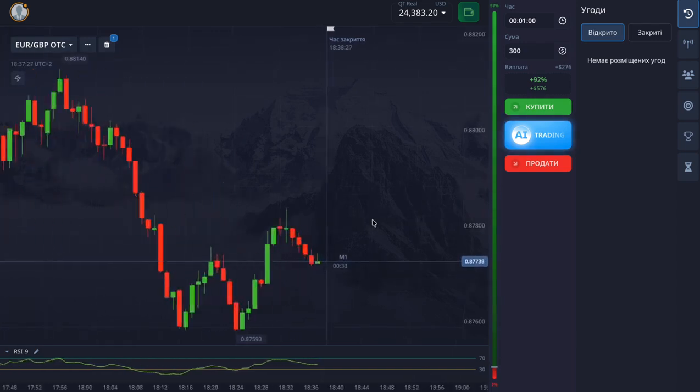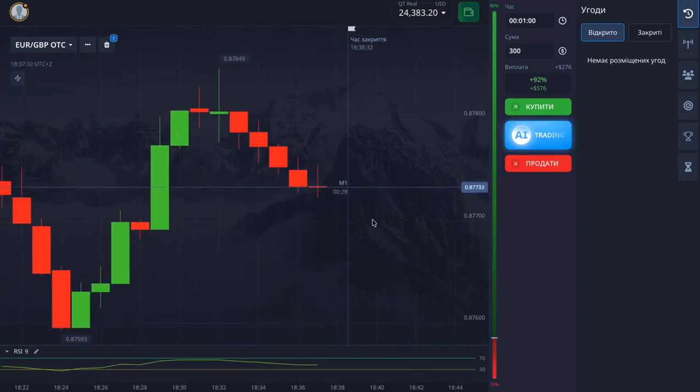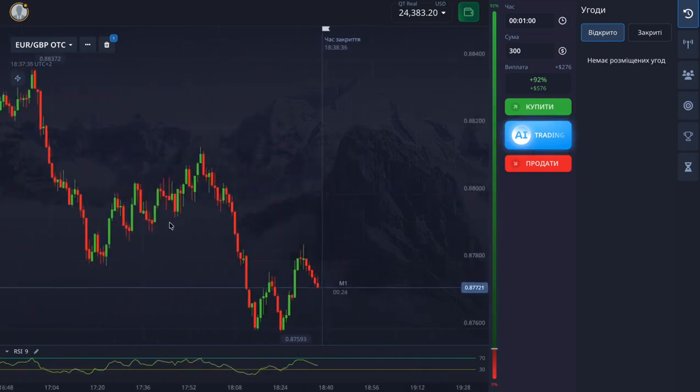Okay, look, Euro GBP for us until the end. We have a situation here too. The market is about to hit the lower level and we can go long. Or not.